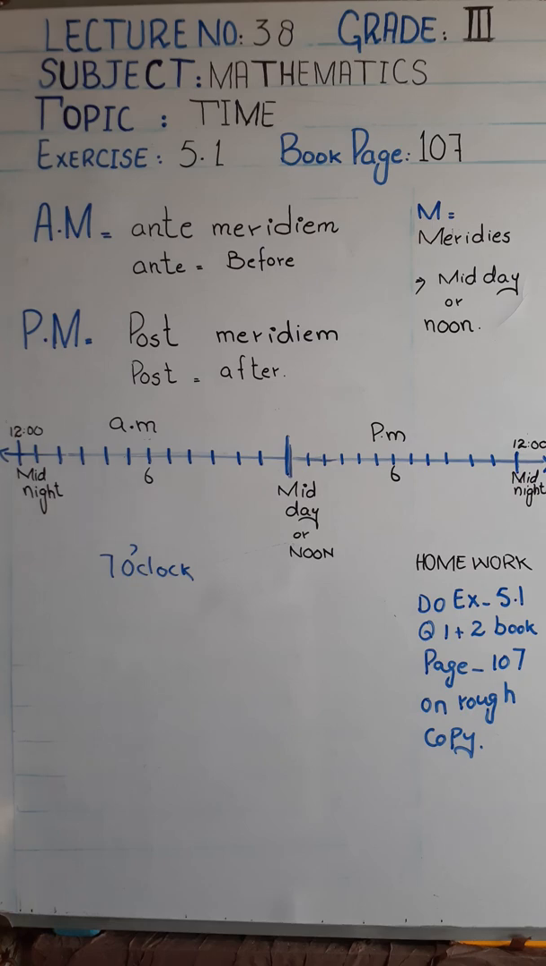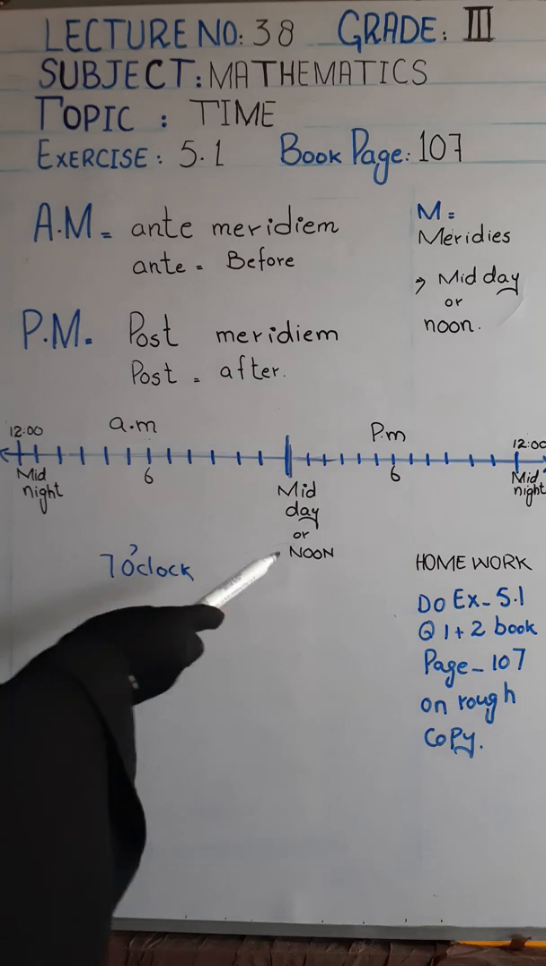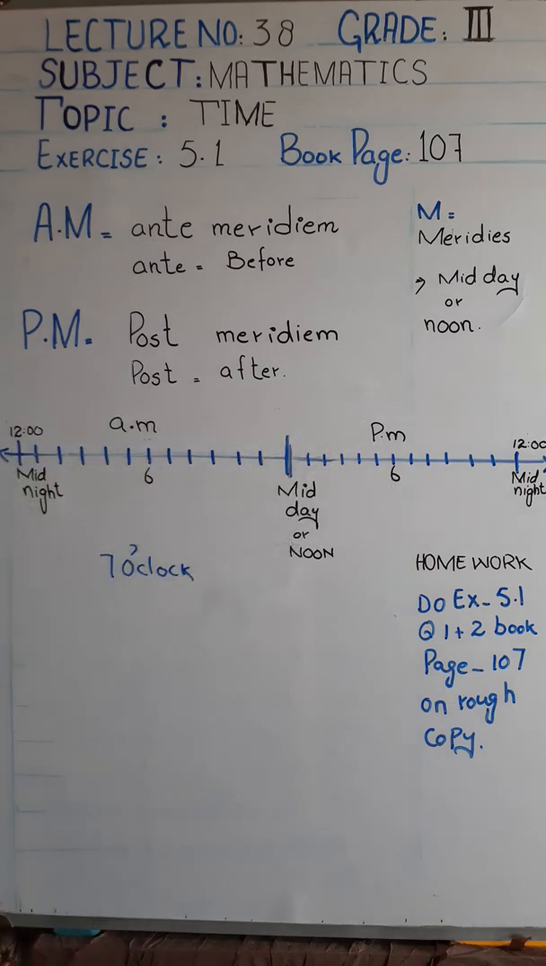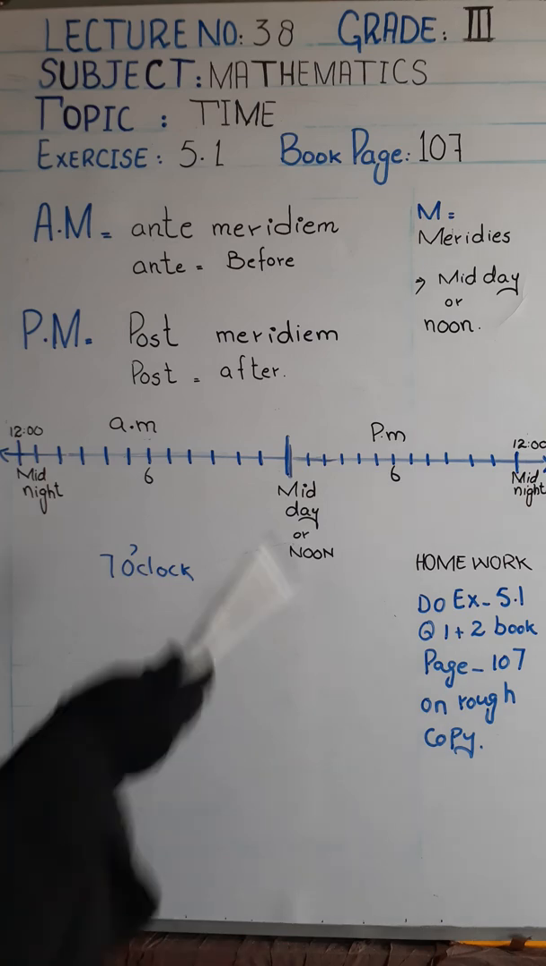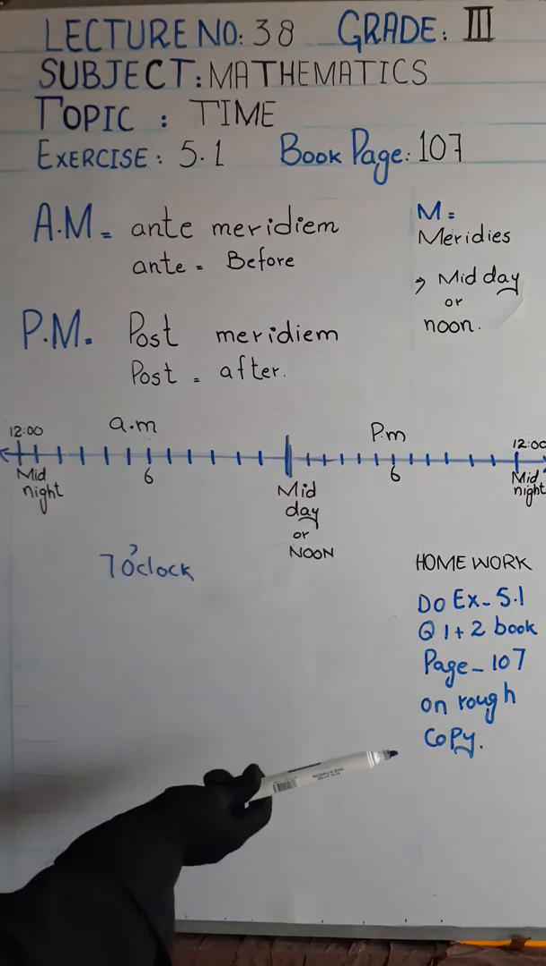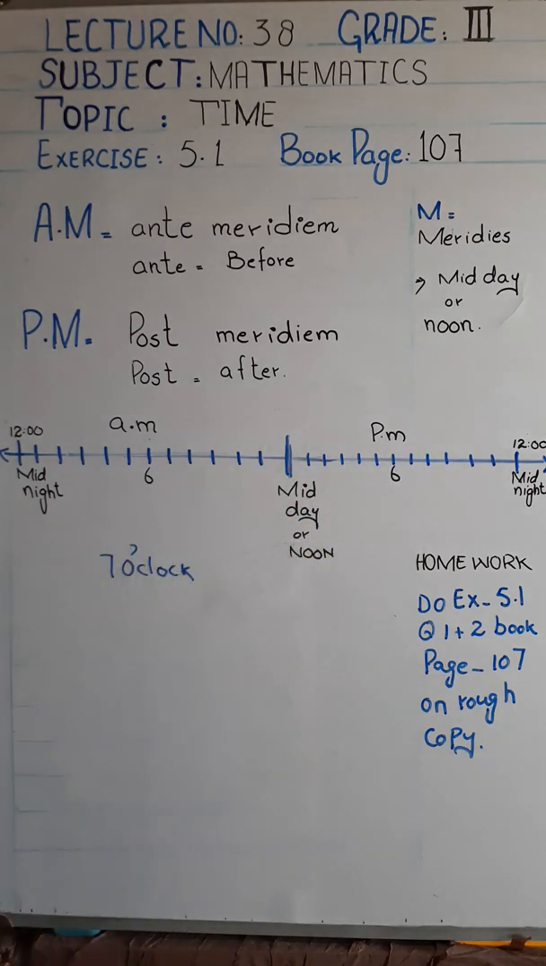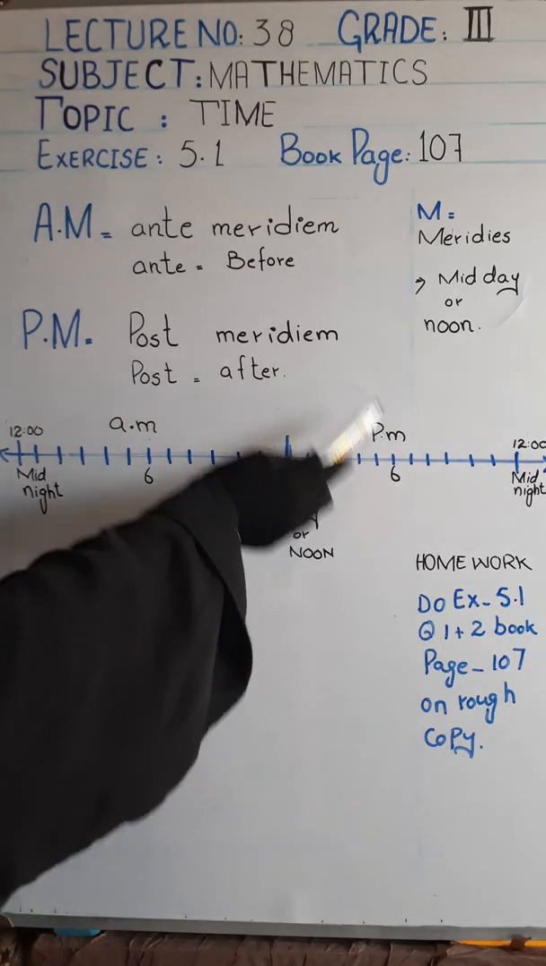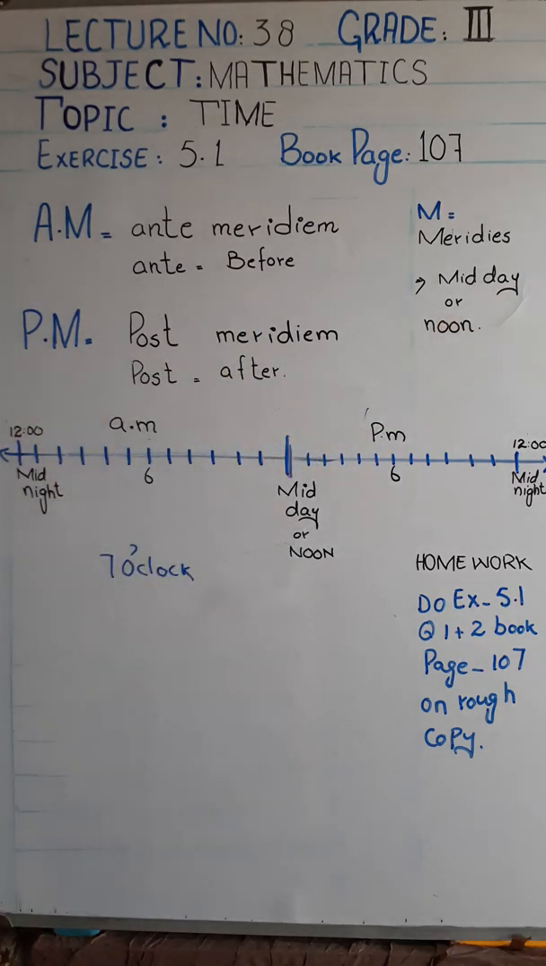So let us move toward the second part. The second part of the day goes from noon to midnight. It is the afternoon and evening part. We call the time between noon and midnight PM. PM means post-meridian, or after. So we can easily say the time after midday to midnight is known as PM.